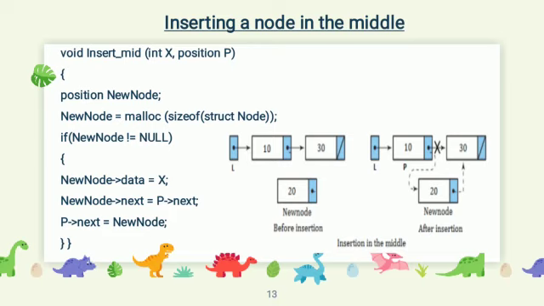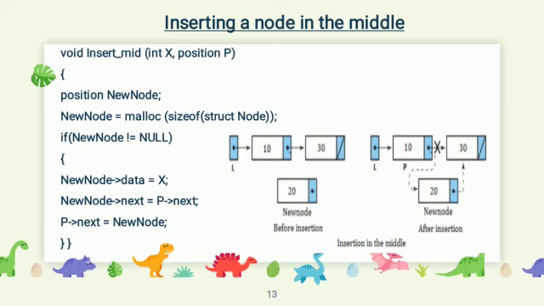Next, we see how to insert a new node at the intermediate position, that is, the middle of the list. Insertion operation. The return type is void. I write the function name as insert mid. Here, we are using 2 input values. First one, the x value, that is the data to be inserted. Second one, the position value: the new node is to be inserted after the given input position.